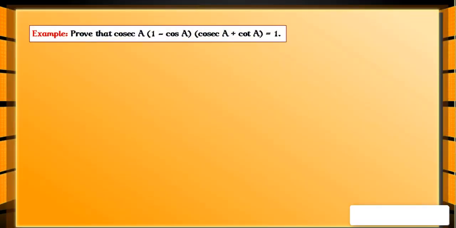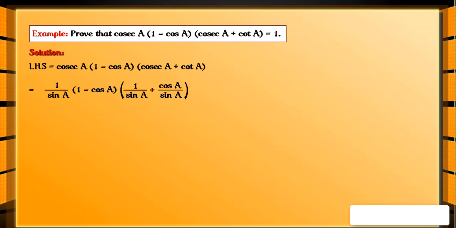Let us take one more example. Prove that (cosec A minus cos A)(cosec A plus cot A) is equal to 1. Let us solve this by first simplifying the left hand side. LHS is equal to (cosec A minus cos A)(cosec A plus cot A), which is equal to (1 upon sin A minus cos A)(1 upon sin A plus cos A upon sin A).